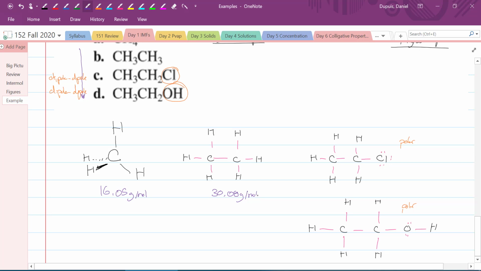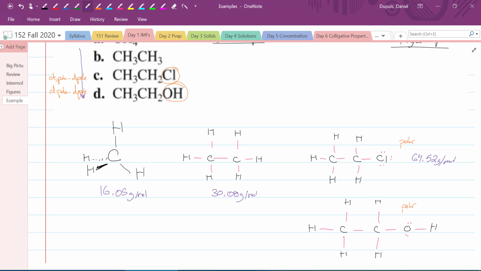Alright. And these are even going to be larger. So carbon, of course, is 12.01 grams per mole times 2. Plus, we have 5 times 1.01, plus 35.45 for chlorine. So that's 64.52 grams per mole.